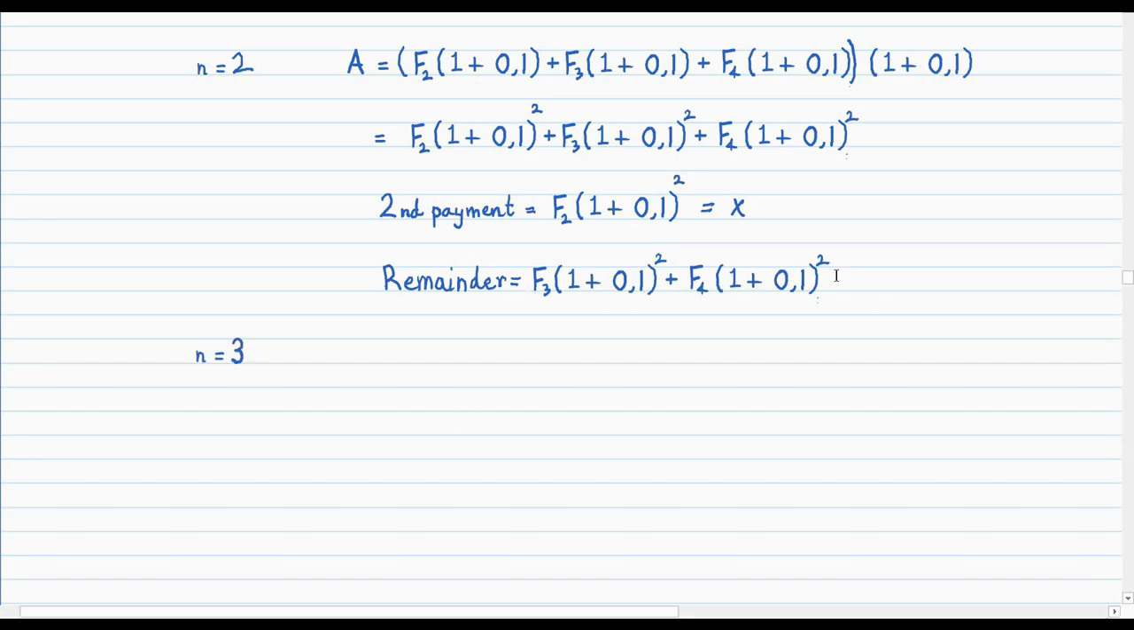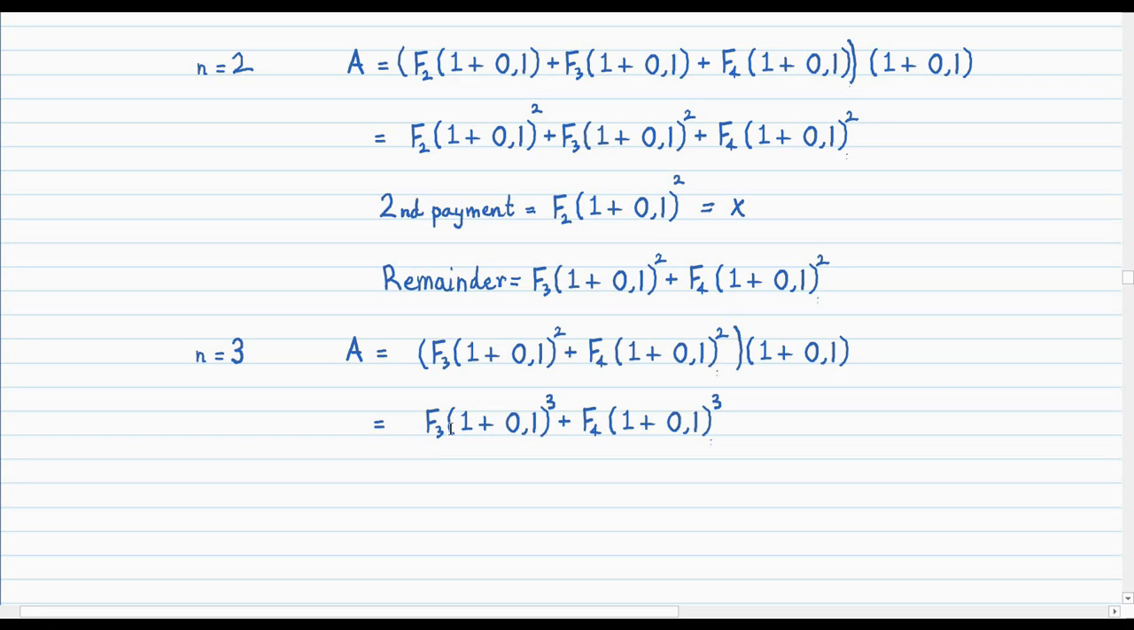Okay, cool. Then let's see what happens after another year passes. So this remainder would accumulate interest, and the new accumulated amount would be this times 1 plus 0,1, which expands to F3 times 1 plus 0,1 cubed plus F4 times 1 plus 0,1 cubed. Then say the third loan payment is F3 times 1 plus 0,1 cubed, which will be equal to X. This would be deducted from whatever's left of the original loan plus its accumulated interest, and the remainder would just be this guy.